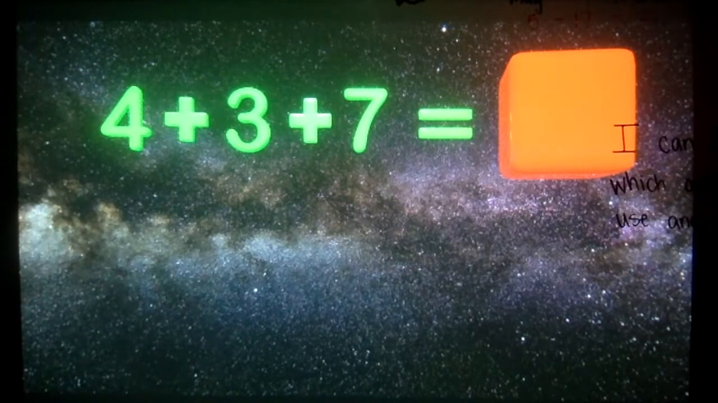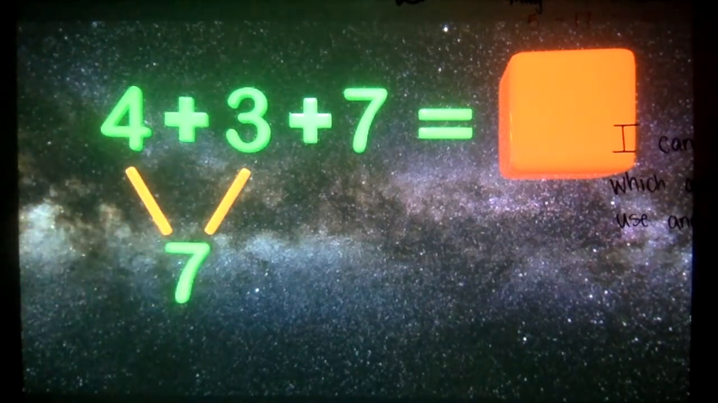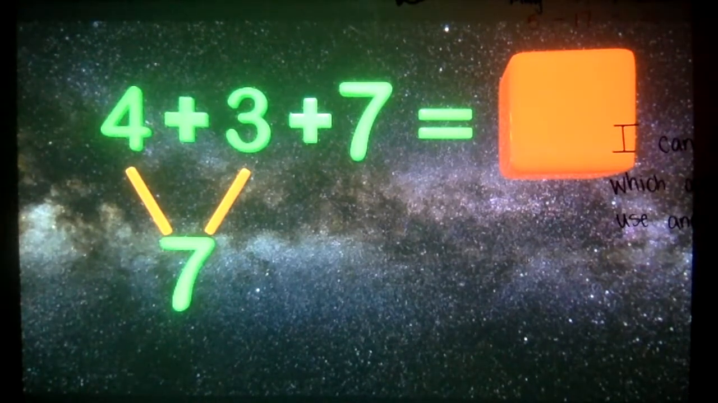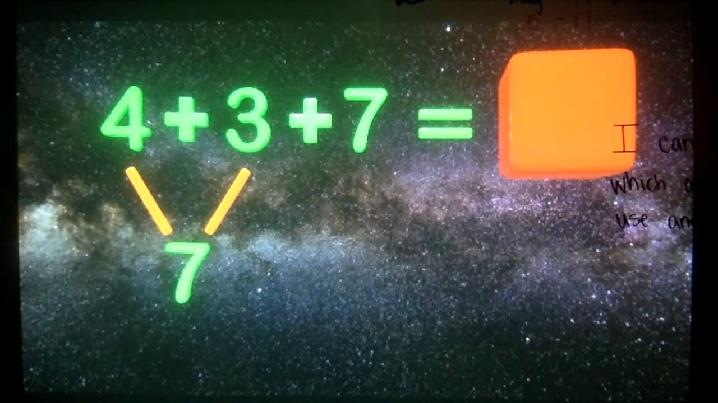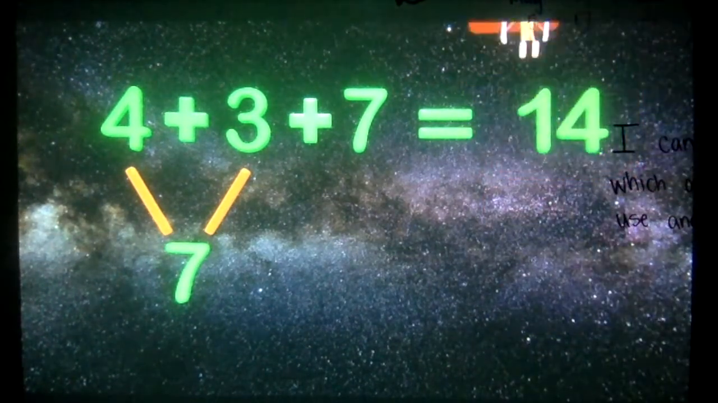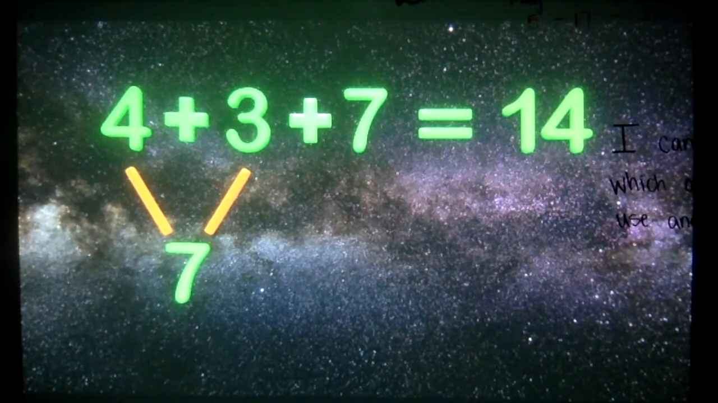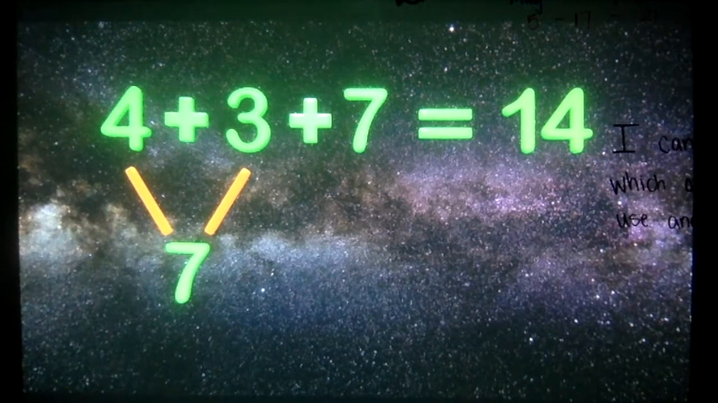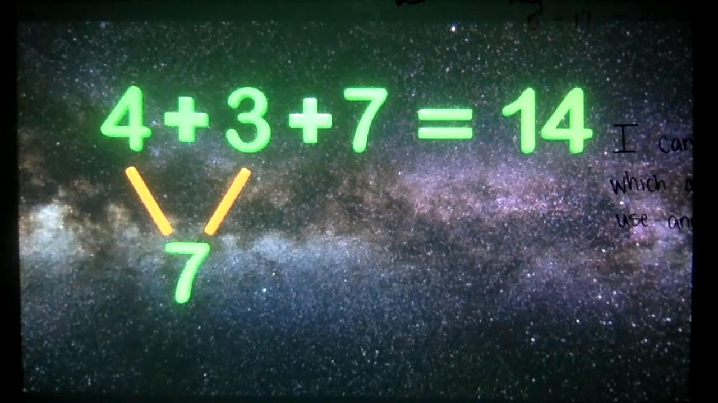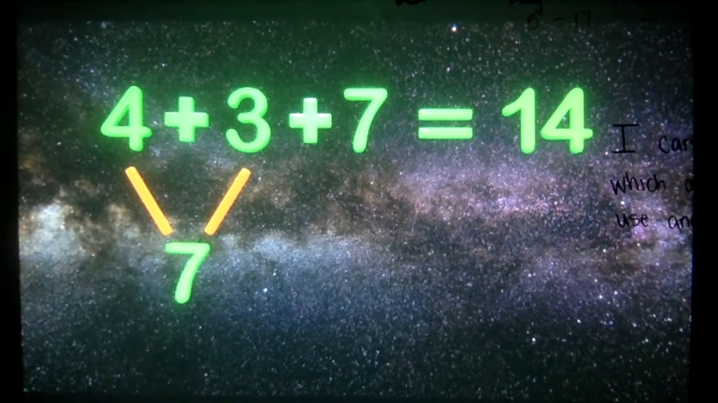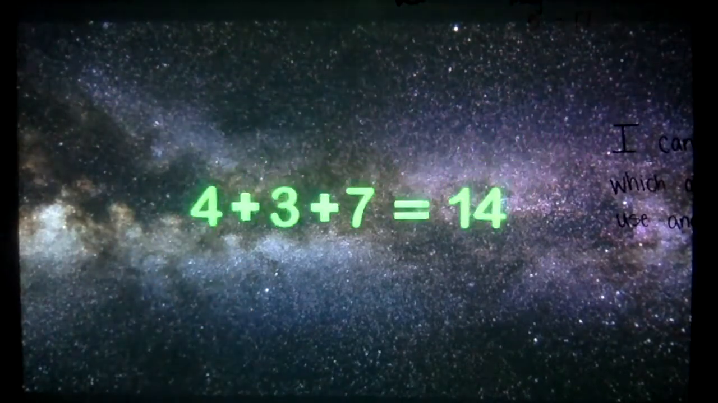In this problem, we could add the 4 and 3 together, and that makes 7. Now we have a 7 to add to a 7, and that is a double. If you have learned doubles, you know that 7 plus 7 is 14. Wow! Because I added those first two numbers together, it gave me a double, which is easier to add when you know your doubles. That was much faster than counting all the numbers one by one. This is what we call the associative property. We are using what we know about numbers to make adding faster.